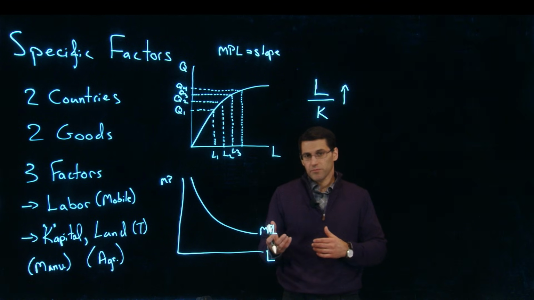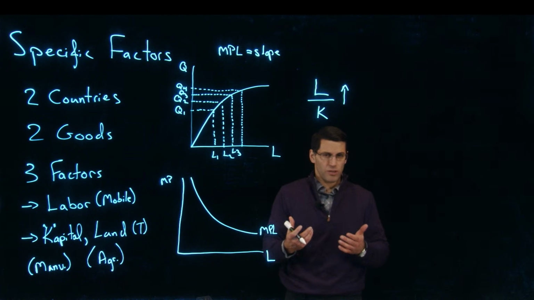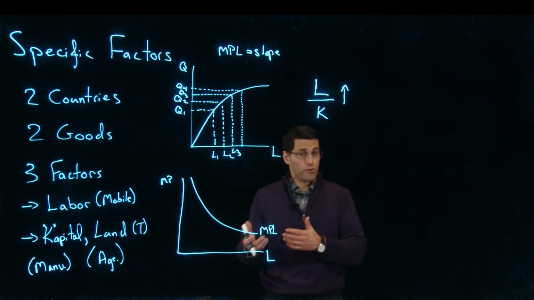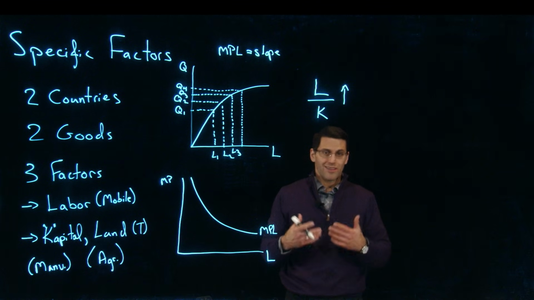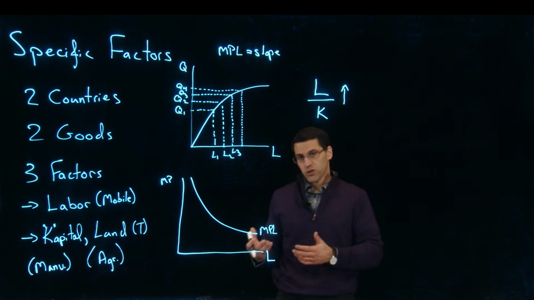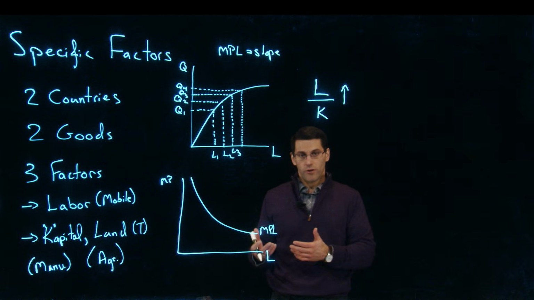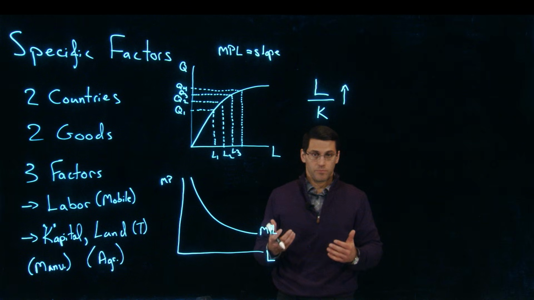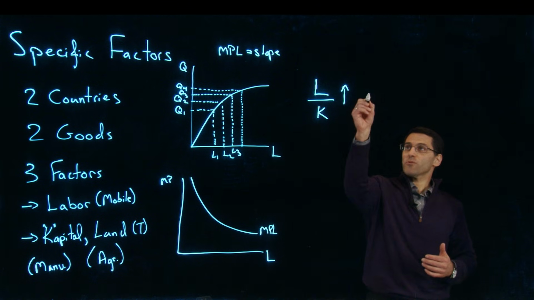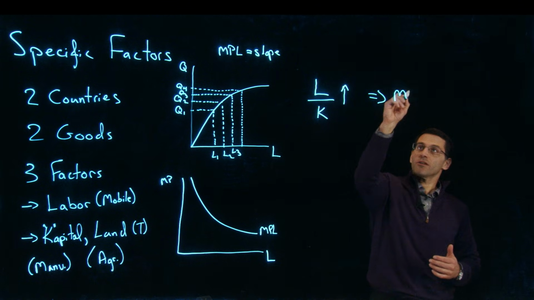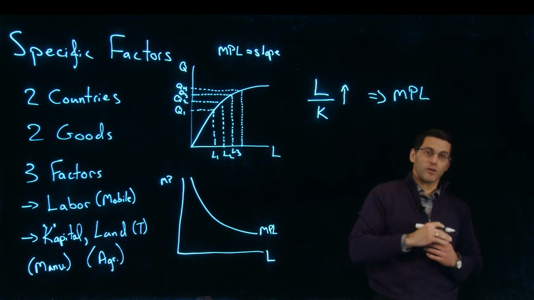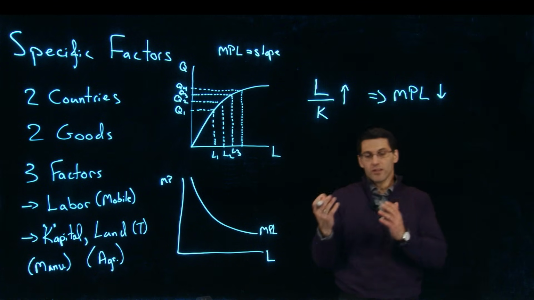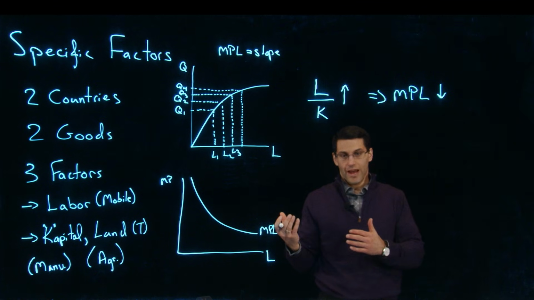But what about a 5th worker? Well, maybe they can do some additional tasks, but they're not really adding as much to output as when you went from the 2nd to the 3rd or the 3rd to the 4th worker. That's the basic notion behind the diminishing marginal productivity of labor when your other factors of production, in this case capital, are fixed. So as the labor to capital ratio increases, the marginal productivity of labor decreases. The same thing would hold true in agriculture.